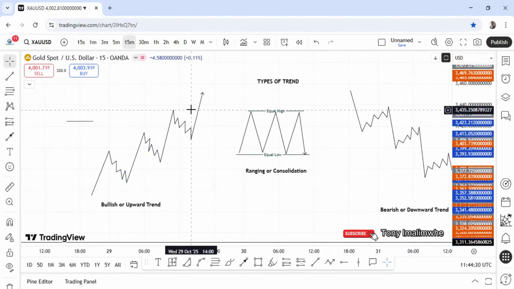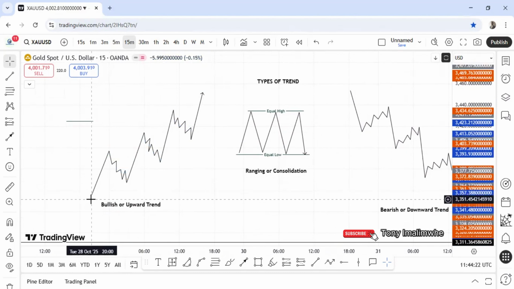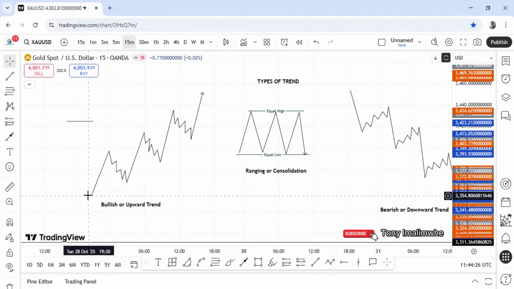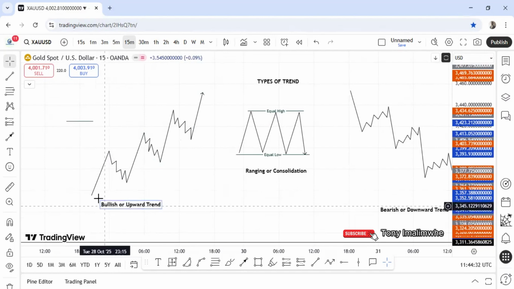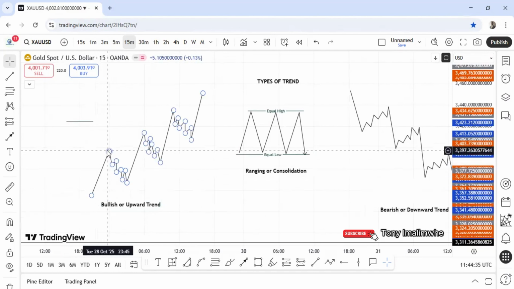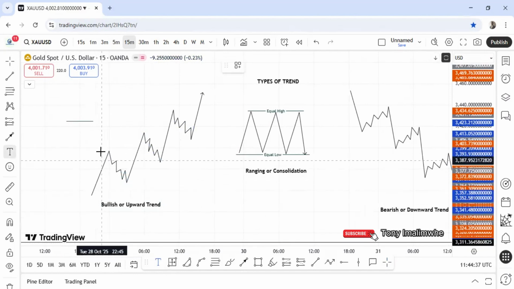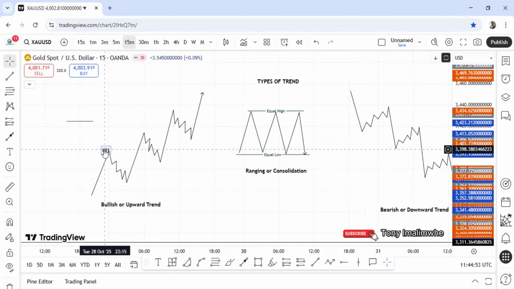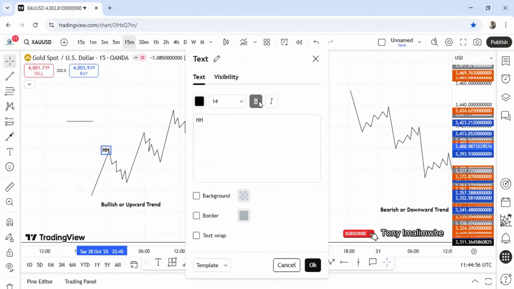In a bullish trend, when price makes an impulsive move from this price level, price will make an impulsive move to this level, which is called the higher high. Yes, price will move from this point to this point to give a higher high, and then retrace back.